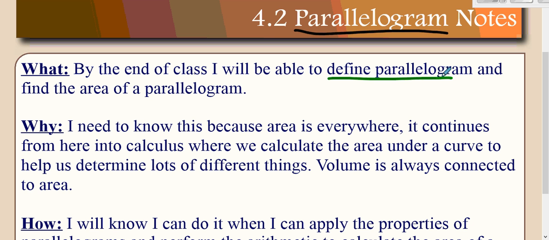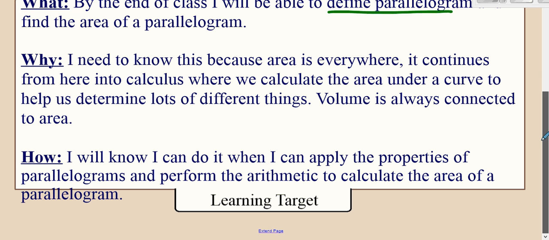And like we mentioned in the last lesson, areas everywhere. Most common that I deal with would be whenever I paint a room. You have to figure out how much paint you need. You got to calculate the area of it. Ties into calculus when and if you ever get there. And then volume is also connected to area. So you can apply the properties. You know you get it when you can apply the properties, perform the arithmetic, and get the area of whatever the shape.